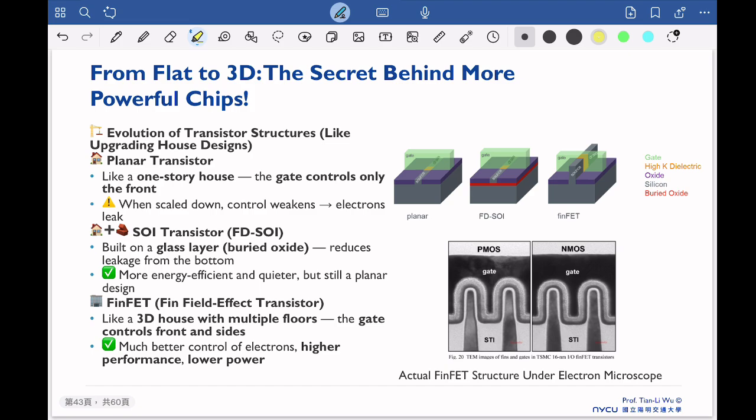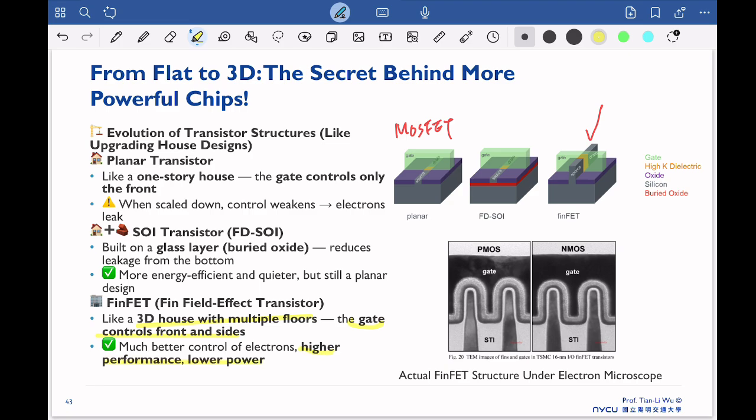Okay, so that's a little bit more on how we actually go from the planar to the powerful chips. In the beginning we already mentioned that this is a MOSFET, but now we are moving into the age of the FinFET, and we have the description here. The planar transistor like a MOSFET is just like a one-story house, where we can only have one gate to control. But in the case of a FinFET, it's like a 3D house. We have multiple floors, and the gate can control not only the front side but also the side walls here. So that becomes high performance, low power.